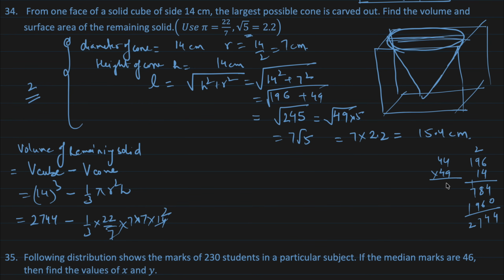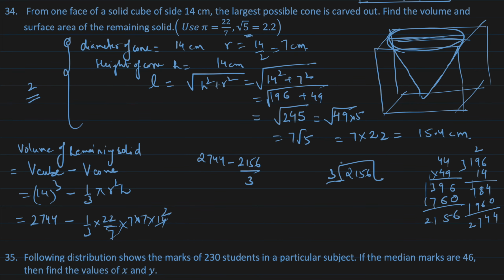So what do we get? 9 4s are 36 3, 36 9 3, 0 4 4 16 1 1 7. So 6 5 1 11 2 1 5 6, right? So you are left with 2744 minus 2156 by 3. Okay, so let's divide it also first, right? 2156 divide by 3.